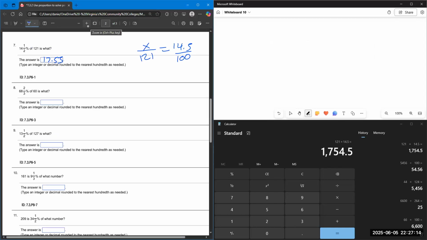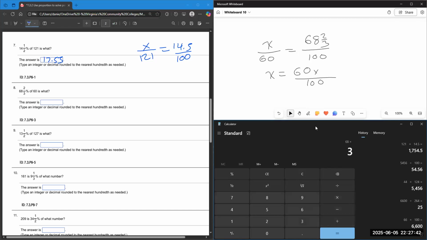Now number 8. 68 2/3% of 60 is what? So x is 60 times 68 times 3 plus 2, 206 over 3. 3 goes into 60 20 times. 20 times 206 over 5... X is 206 over 5, which is 41 1/5 or 41.2.